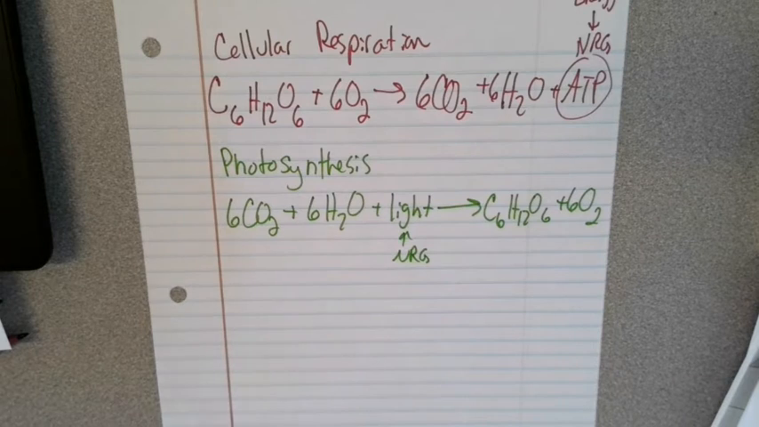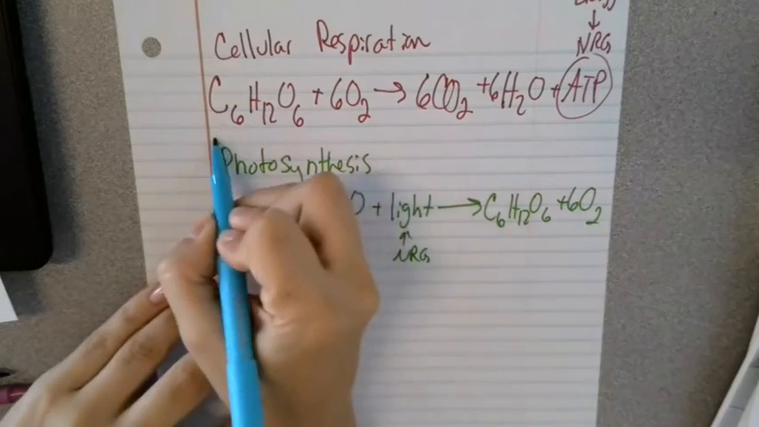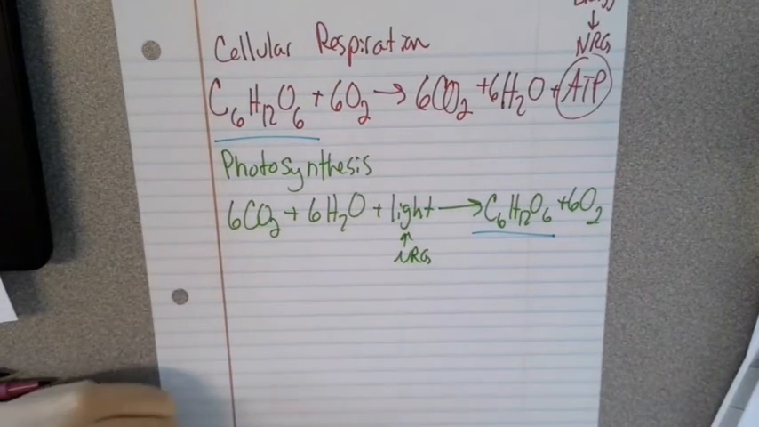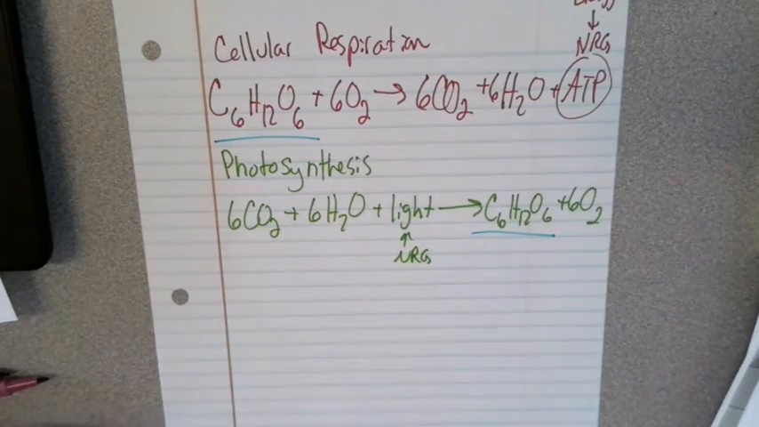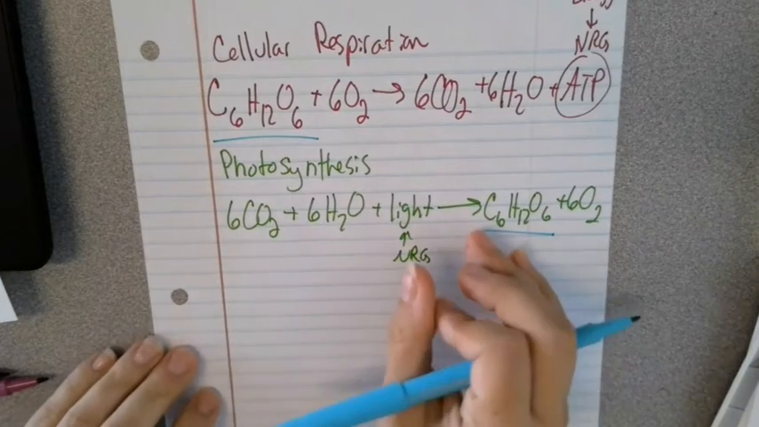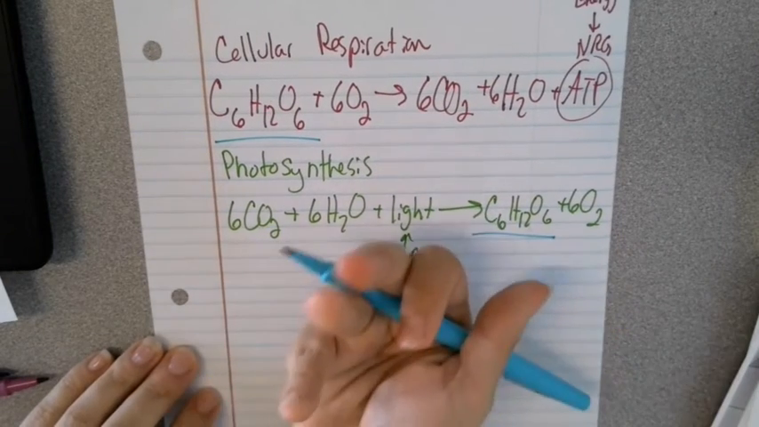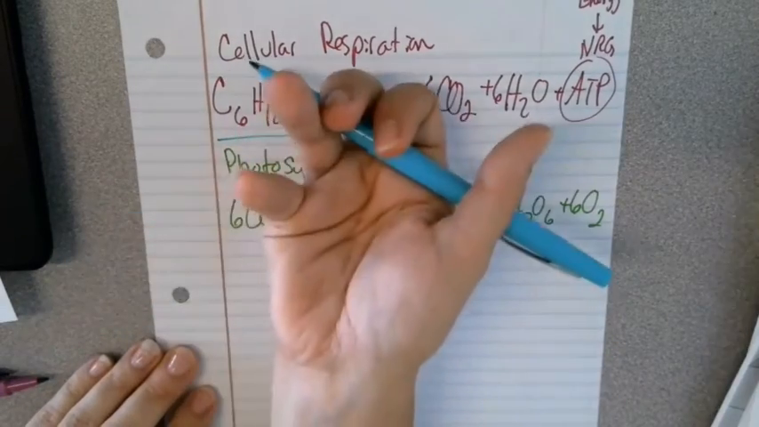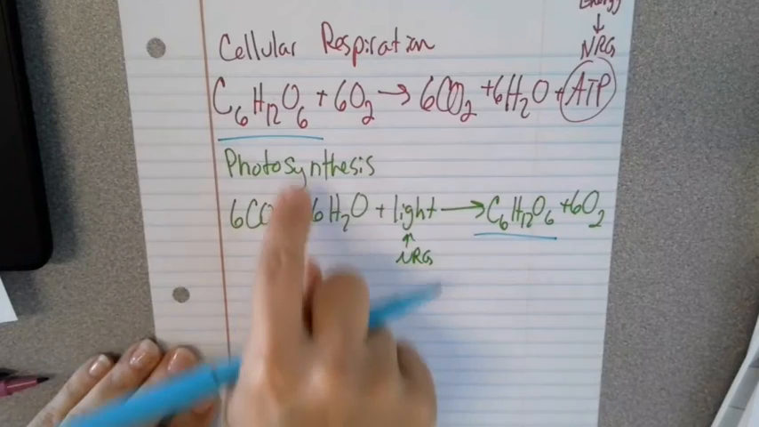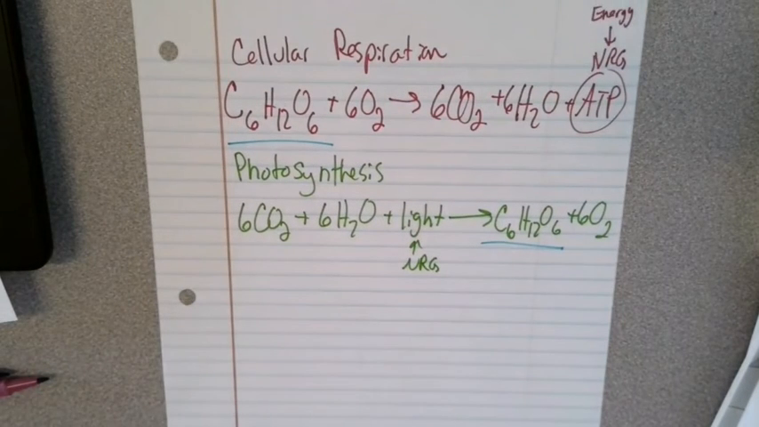What's similar? You should be looking at the fact that we have glucose in both. We have a form of energy in both as well. And if we look at this, photosynthesis is the opposite of cellular respiration. Same thing for cellular respiration. You flip the equation and it'll look almost identical to photosynthesis. And what we have here is going to become a cycle.